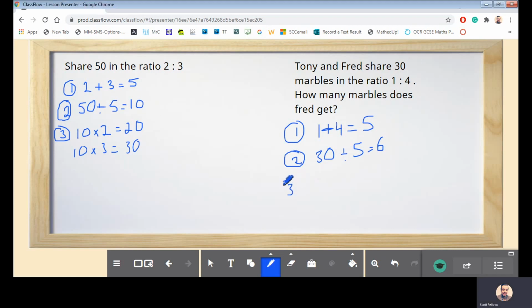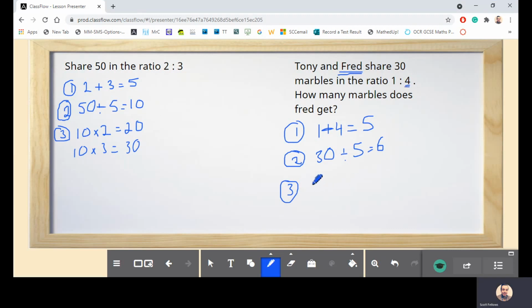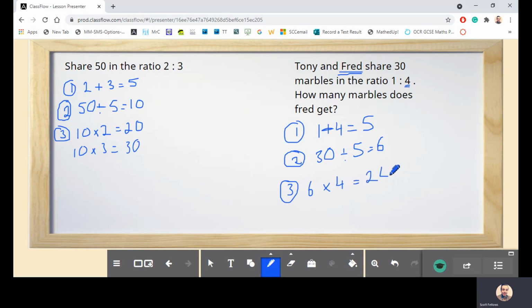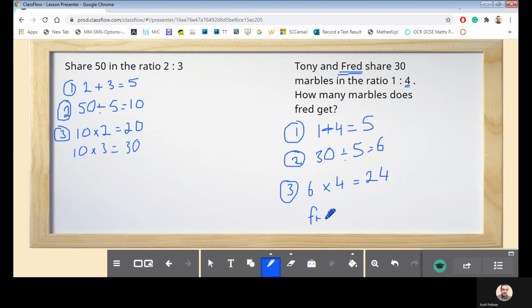And now the third step, well, we're only interested in how many marbles Fred gets. So Fred, his name came second, so he's the second number, he's the 4. Okay, so we need to do 6 times 4, which is going to give us 24. So Fred has 24.